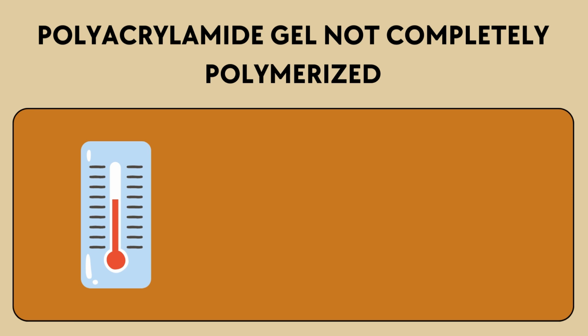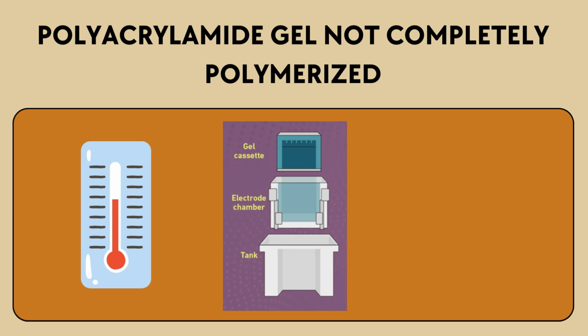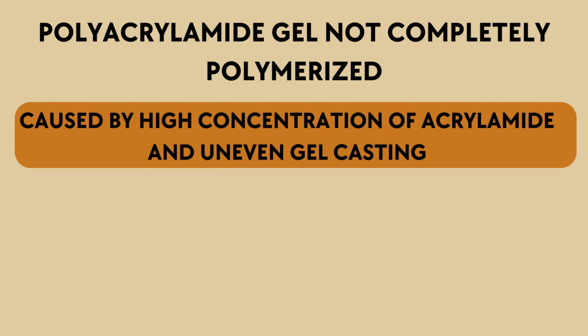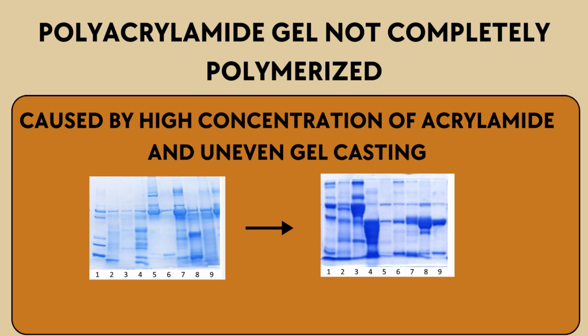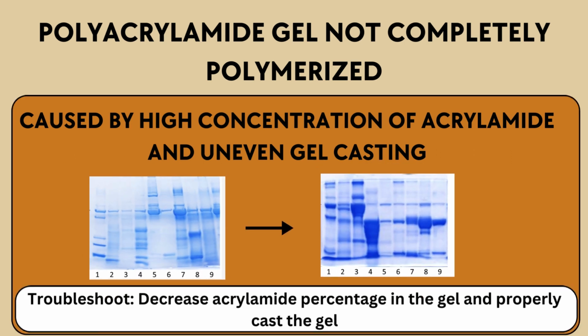When the gel solution has polymerized, the gel would also have polymerized between the plates used to form the gel block that can be used in PAGE. This error can also be caused by high concentration of acrylamide and uneven gel casting. This can result in decreasing the protein band resolution. To troubleshoot this, the acrylamide percentage in the gel can be reduced and the gel properly cast.